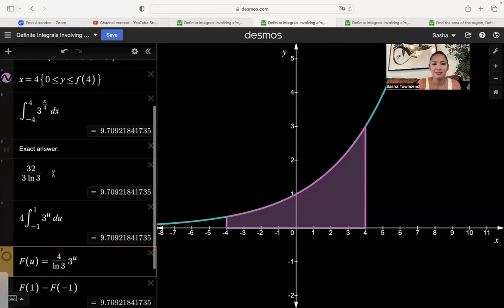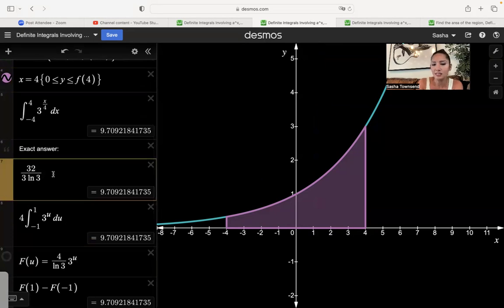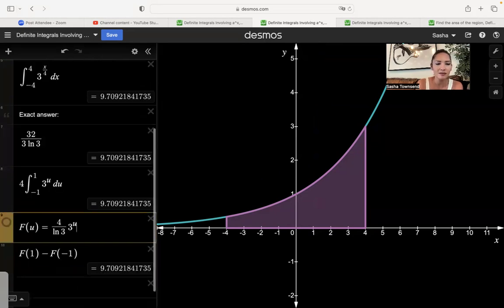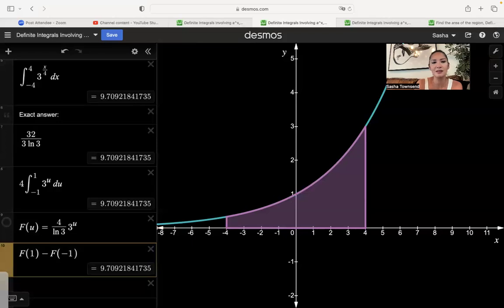We got our exact answer that way. We actually did a u-substitution. We wrote the integral in terms of u, and you see the integral in terms of u has the same value. When we used the u-substitution, we computed an antiderivative in terms of u, evaluated it at the various bounds and subtracted, and we get the same answer.